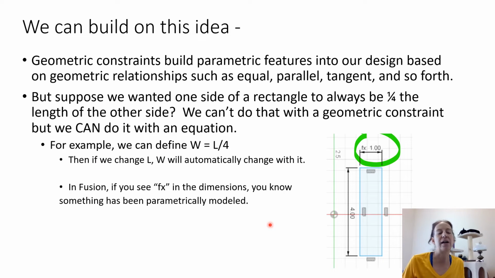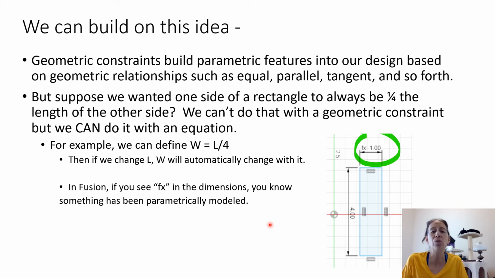So we can build on this idea. Geometric constraints build parametric features into our design based on geometric relationships, such as equal, which in geometry class you'd probably say congruent, parallel, tangent, and so forth. So you define the relationship between the things in your sketch without necessarily defining every single dimension or plotting it on the coordinate plane. You might just fix or constrain one point to the origin, and then you build around that. You don't fix every single point. We use that all the time, and hopefully you've gotten more comfortable with the idea of constraints.